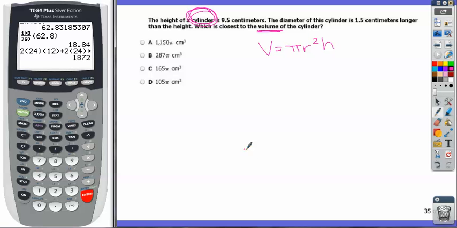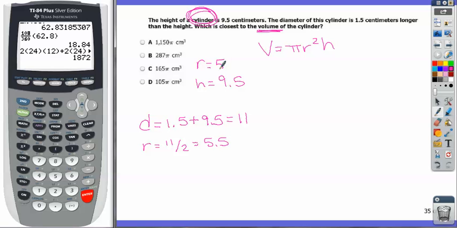So I need a couple of things. I need an r and I need an h. So let's read the problem. The height of a cylinder is 9.5 centimeters. Okay. The diameter of this cylinder is 1.5 longer than the height. So my diameter is 11. So my radius is 11 divided by 2, or 5.5. And now that I have those numbers, I can plug it in.